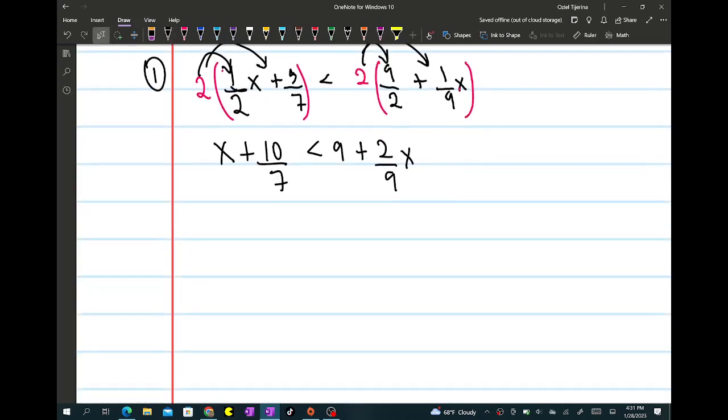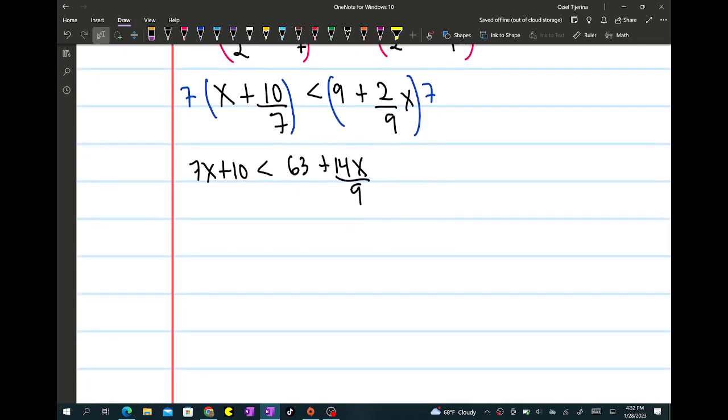The other thing I want to say is that you can also get rid of the 7 here, right? Again, we're just going to multiply both sides by 7 to get rid of that denominator. Doing so, we get 7x plus 10 is less than 63 plus 14x over 9, okay? And lastly, you want to get rid of this denominator here, so you multiply by that denominator on both sides. We multiply times 9 here and times 9 over here. Then that'll give you 63x plus 90 is less than, and you would get something like this at the very end.